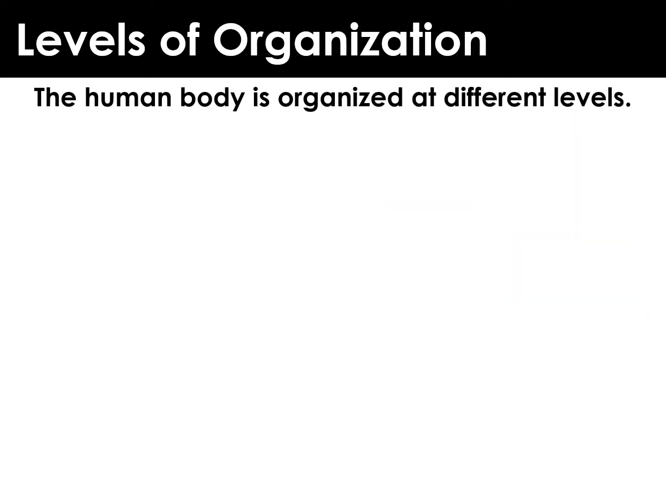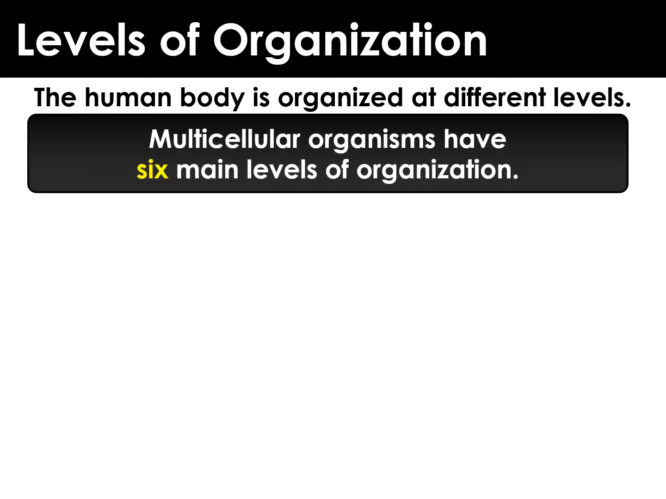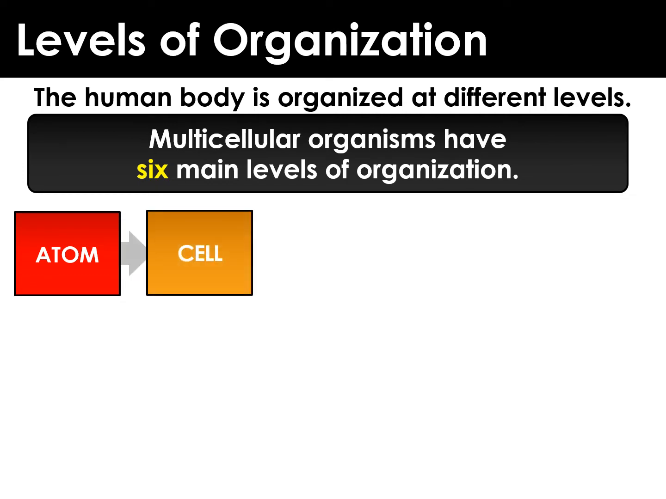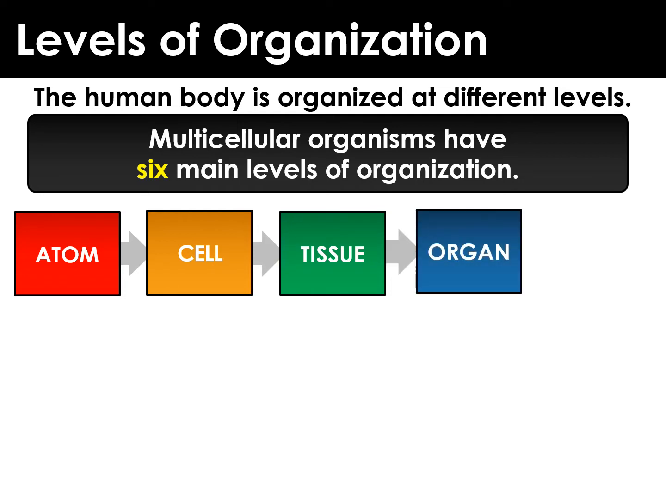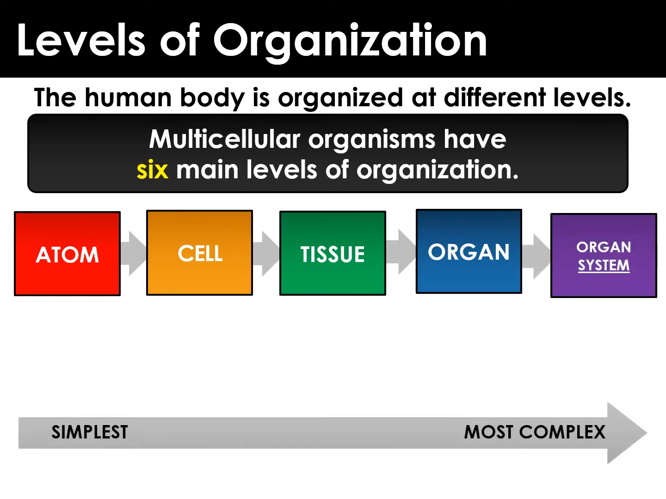Let's take a look at the levels of organization of the human body. We know that the human body is organized at 6 main levels of organization. We begin with the atom, and then we reach a cellular level. Cells are grouped together to form tissues. Different tissue types are grouped together to form organs. Organs and additional structures come to form organ systems.